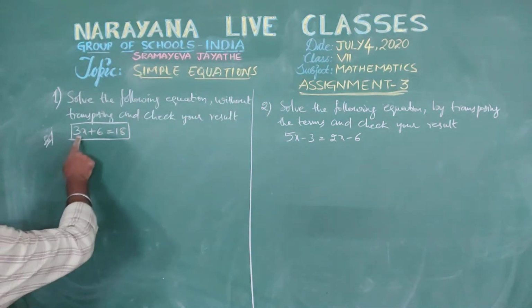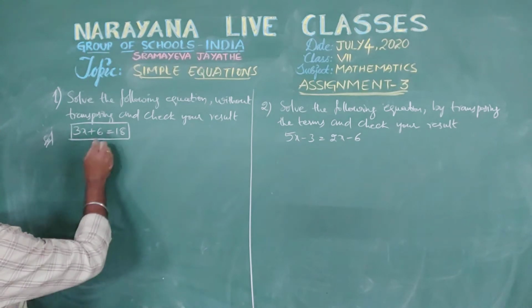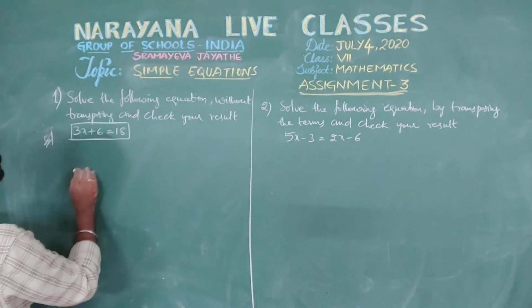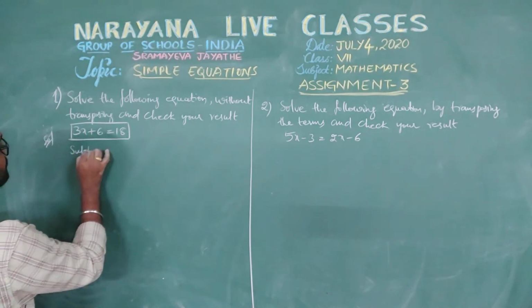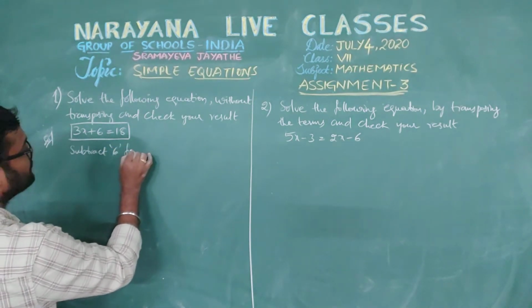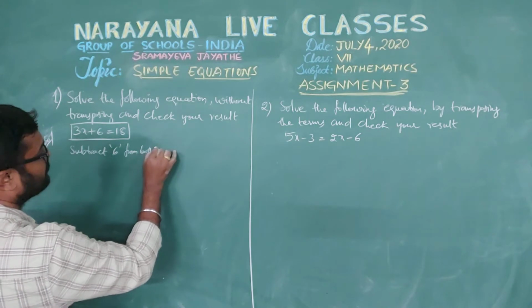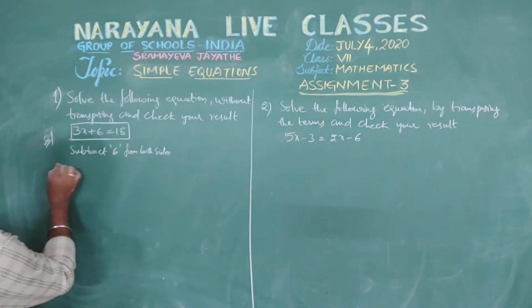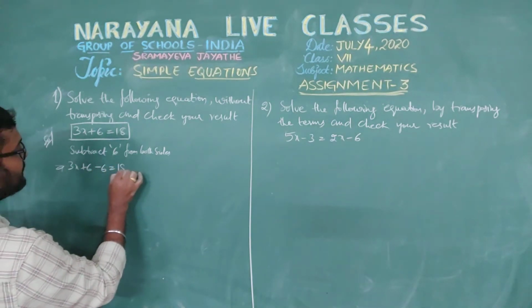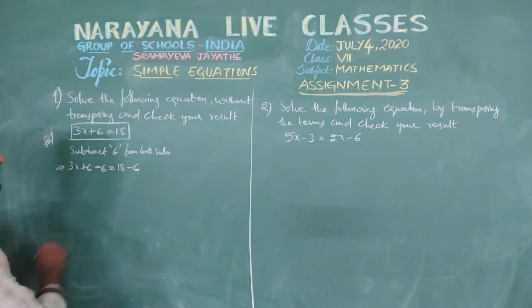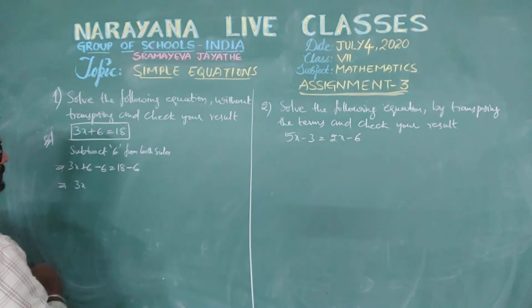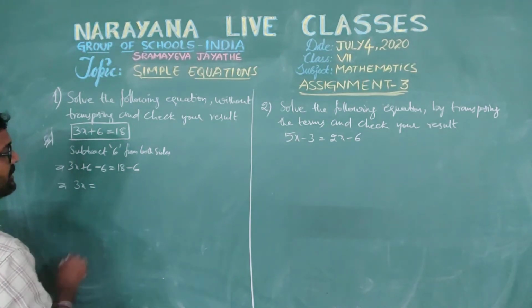Here on LHS you have 2 terms, isn't it? So we need to remove this numerical term. To remove this one, what do we need to do? Subtract 6 from both sides. That means 3x plus 6 minus 6 and 18 minus 6. Now 3x, and this 6 minus 6 becomes 0, is equal to 18 minus 6, nothing but 12.